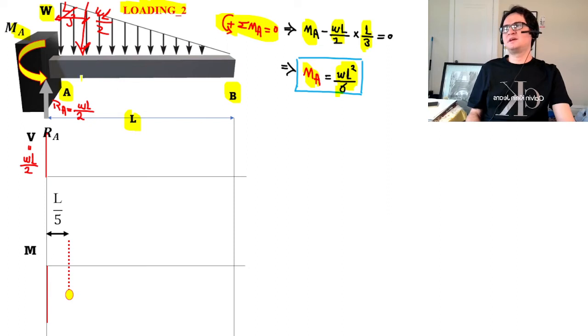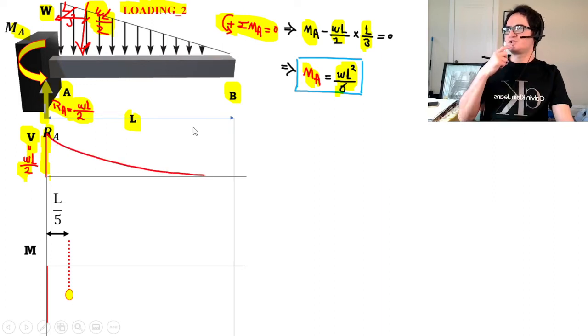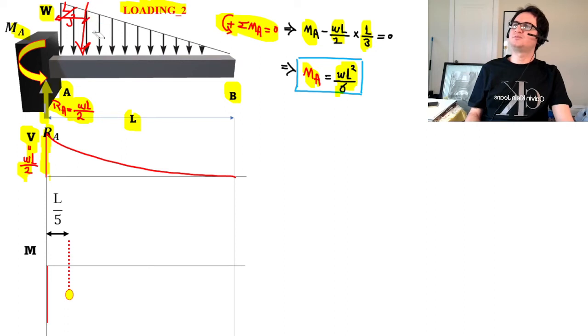shear and moment, again, RA remains the same. The overall load should be cancelled by the only support at A, and the same goes for shear. And we just climb by WL over 2 at the beginning of shear, and all of a sudden we climb down. Let's see how that goes.